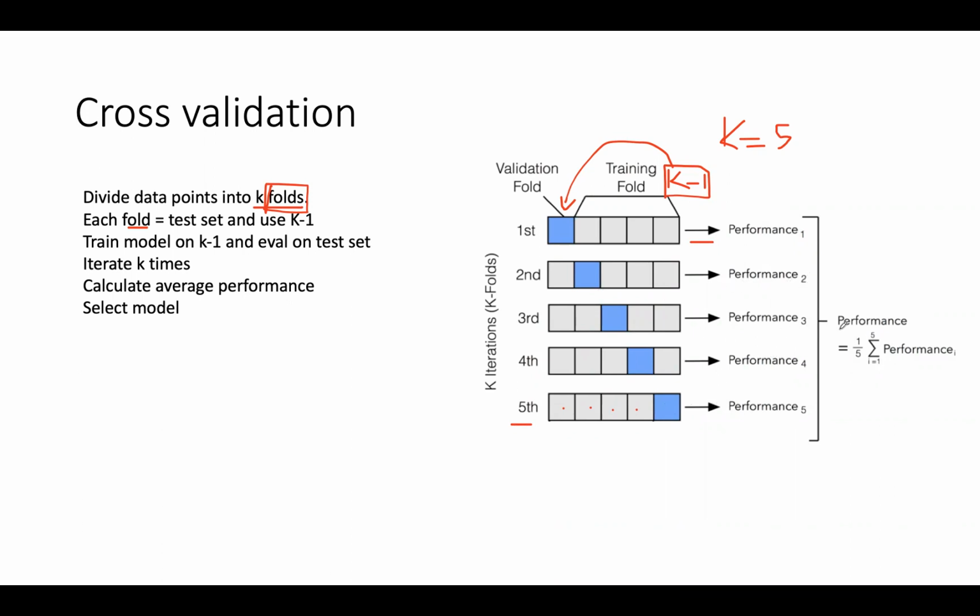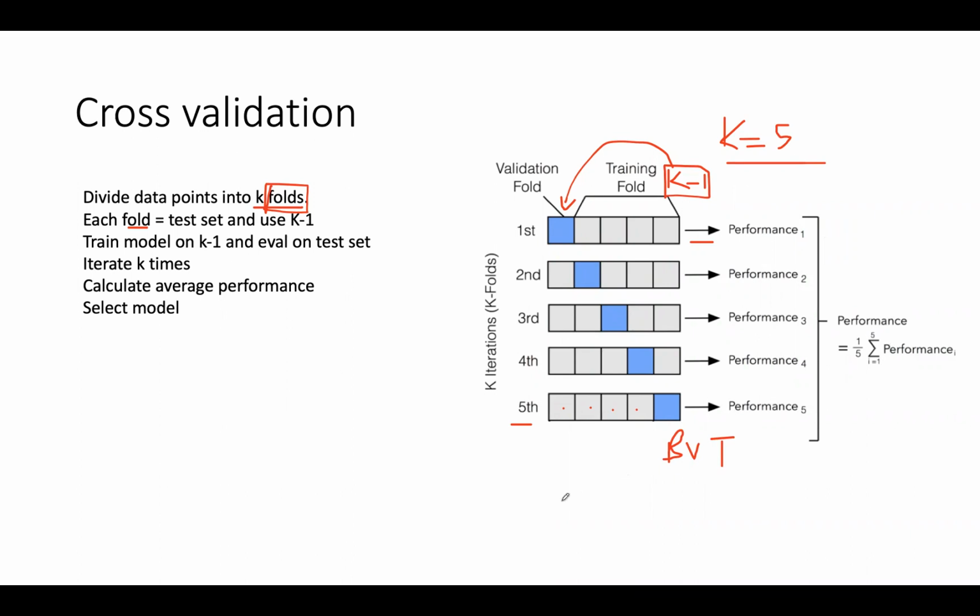And then lastly, we calculate the average performance of all these iterations. Now we use this average performance as a benchmark to compare with other models. It's important to note that the choice of our k here will affect something called the bias-variance trade-off. We're going to look at this in another video.